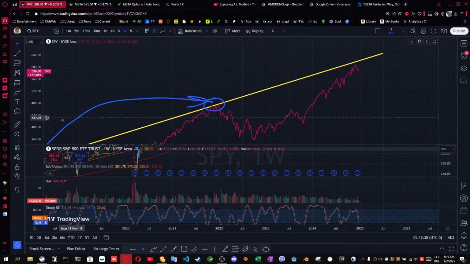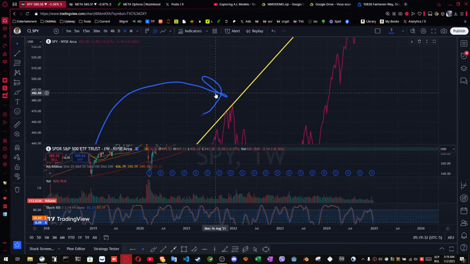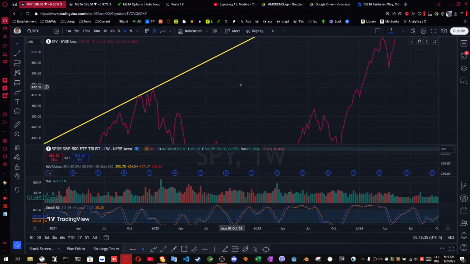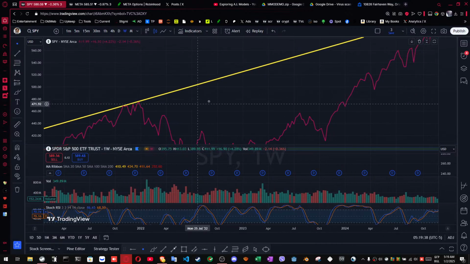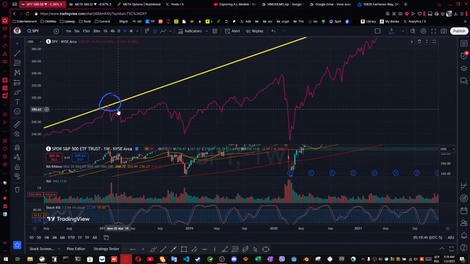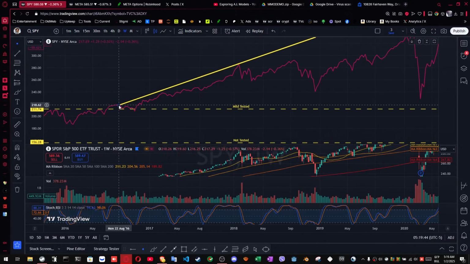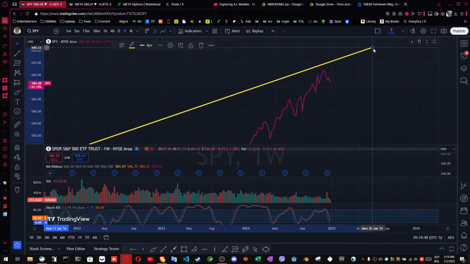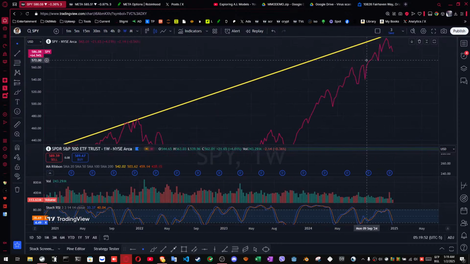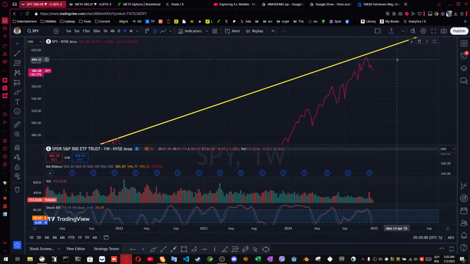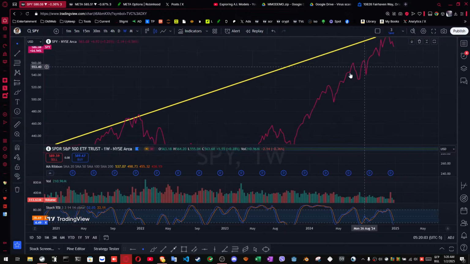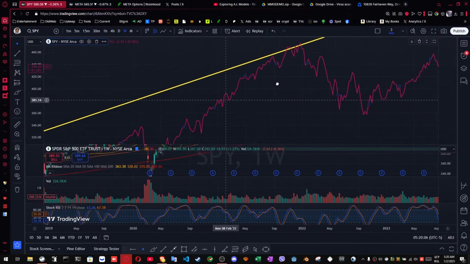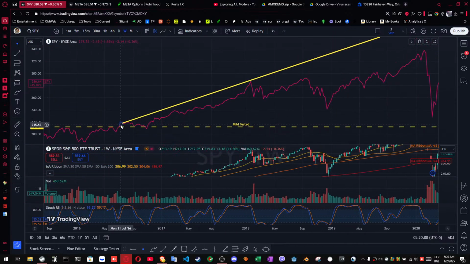This one didn't quite touch it, so let me see if I'm lining this correctly. Is my phone going crazy? Kind of wanted to break out. Touching there, touching here.